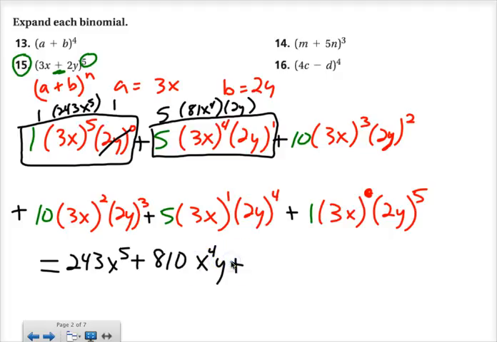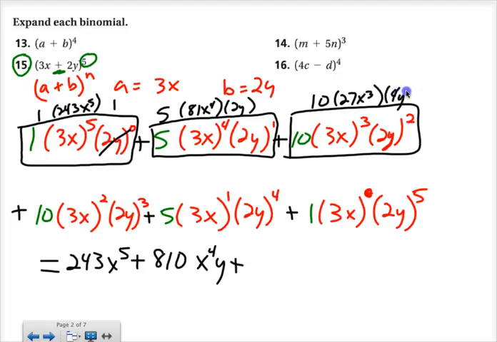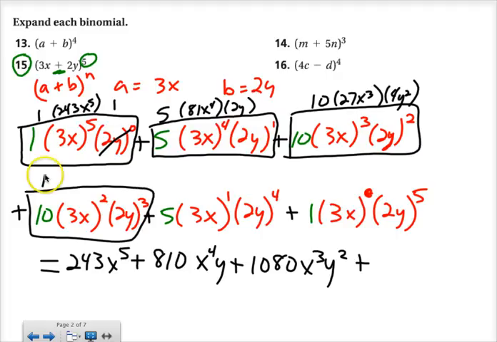And then we go on to the next term, where we have 10. 3 to the 3rd is 27, x to the 3rd. And then 2y squared, that quantity will be 4y squared. So we need 10 times 27, which is 270, and then we need that times 4. And that will be 1080 x to the 3rd, y squared. Plus, move on to the next term. Here we have 10. 3x, the quantity squared, is 9x squared. 2y, the quantity cubed, will be 8y cubed.